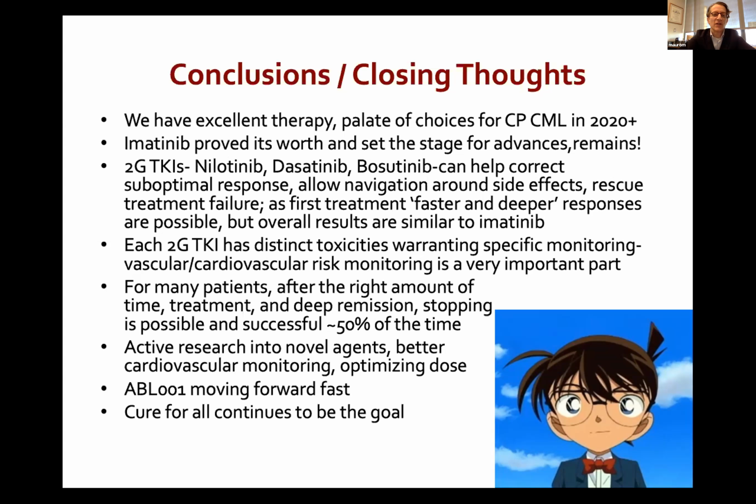Second generation TKIs can really help correct suboptimal response, can allow us to navigate around side effects, and can rescue treatment failures. They can be used in the frontline setting for faster and deeper responses. Overall responses are not drastically different than imatinib. And again, there are different strategies one can take, including rapid dose escalation and optimization, rather than broad adaptation. In the US, we do recommend it for higher risk patients, but thank goodness we have such good arguments and good problems around optimizing frontline therapy. Each second generation drug has distinct toxicities, and particularly the vascular story remains unsettled, still under investigation.